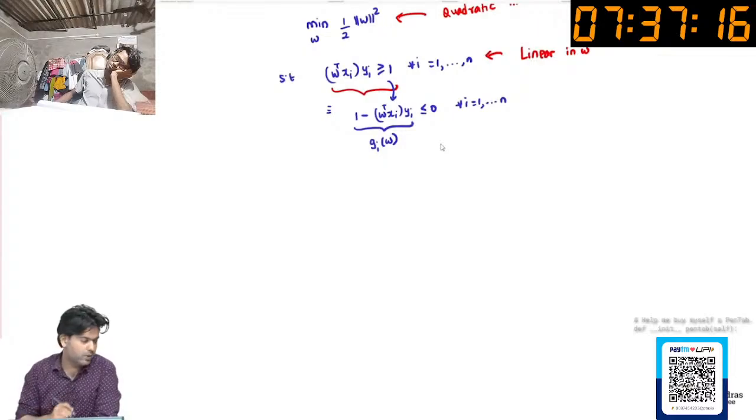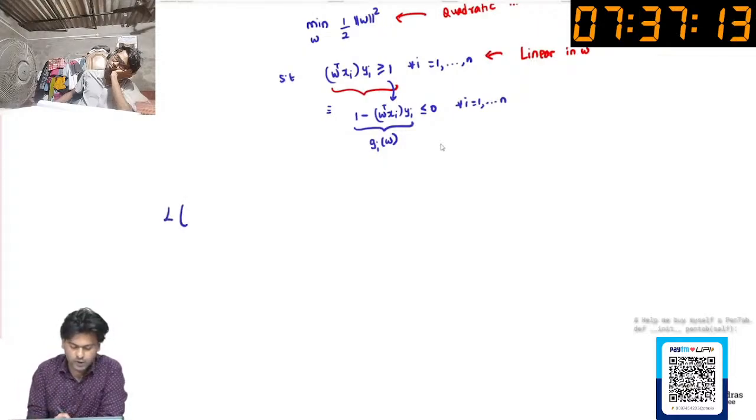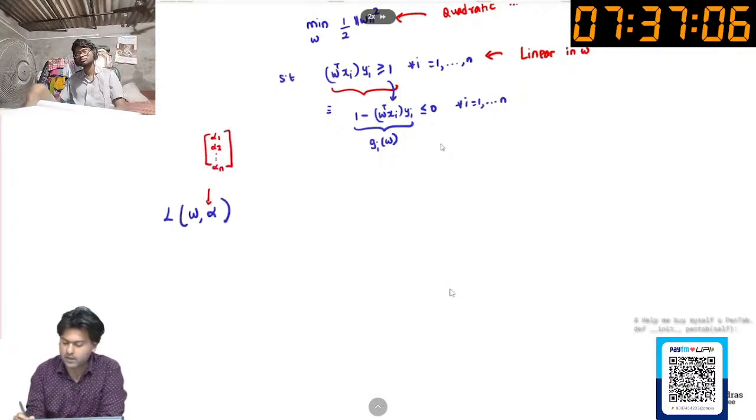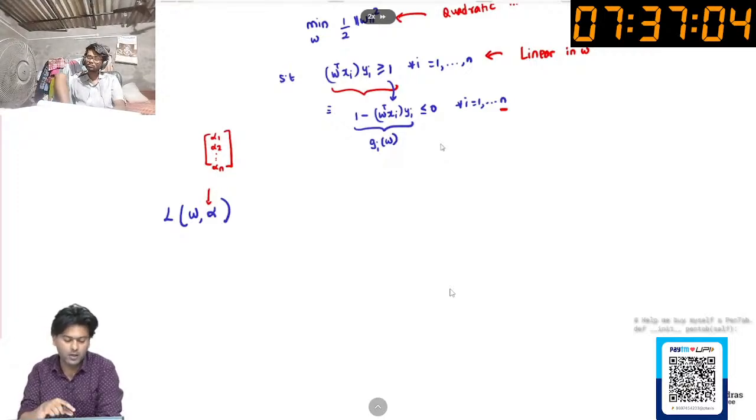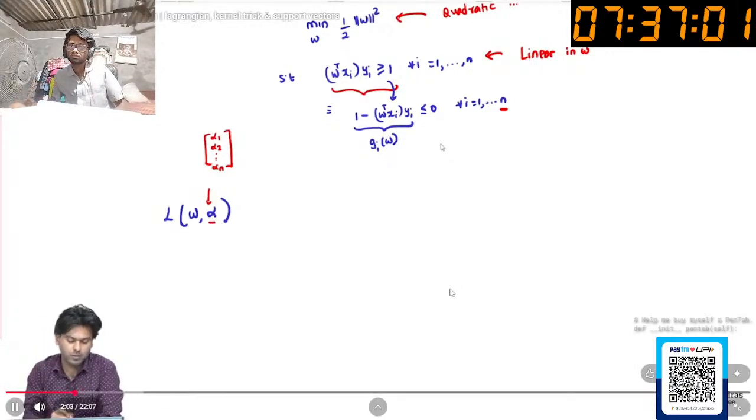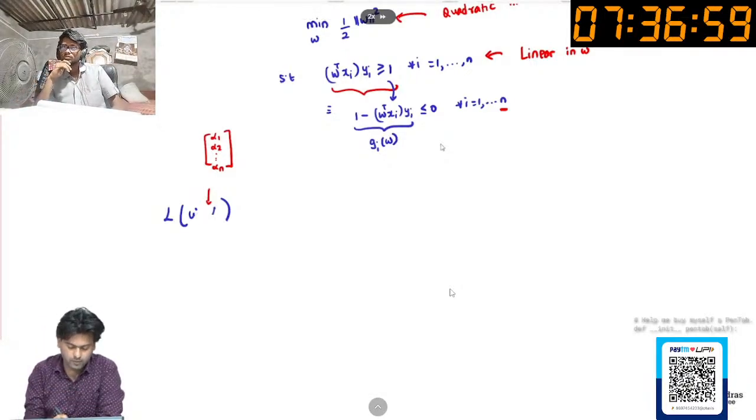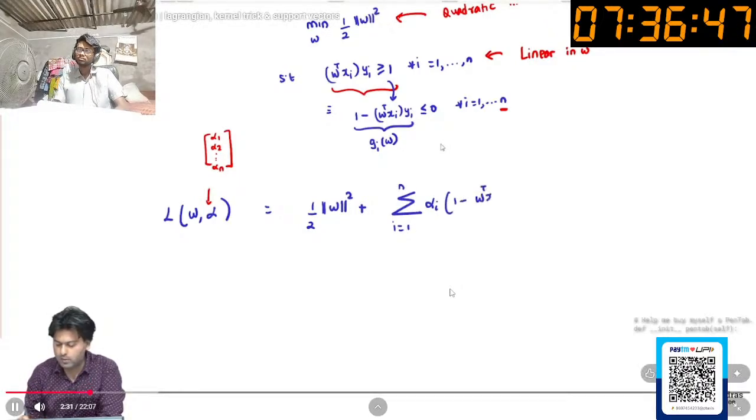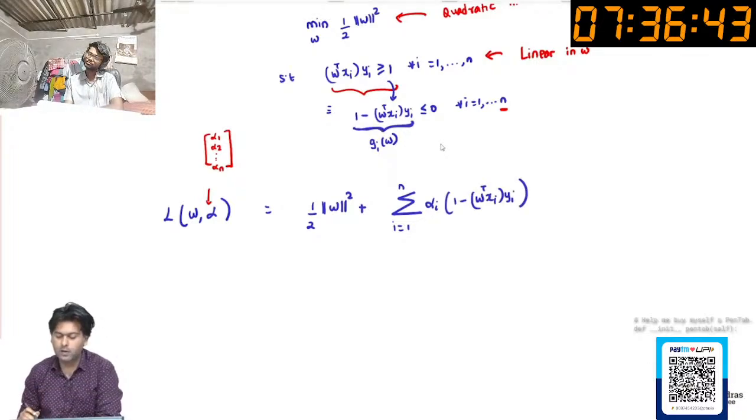Now this is the original problem I wanted to solve. So now I'll write the Lagrangian of w comma alpha. The meaning of this alpha is alpha 1, alpha 2, dot dot dot alpha n, because there are n constraints for our case. Each of these constraints will have a corresponding alpha associated with it, and I'm going to think of the whole vector as alpha, just to declutter notation. So what is the Lagrangian going to look like? I'll first write f of w, which is half norm w squared, plus alpha 1 times g1 of w plus alpha 2 times g2 of w dot dot dot, which can be written as sum over i equals 1 to n alpha i gi of w, but gi of w in this case is just 1 minus w transpose xi into yi, this quantity here.